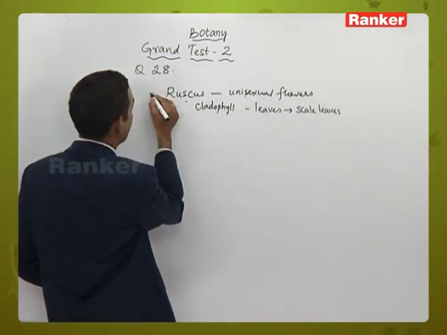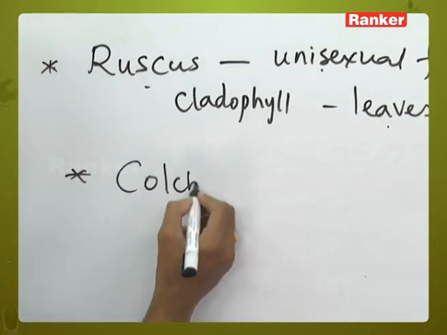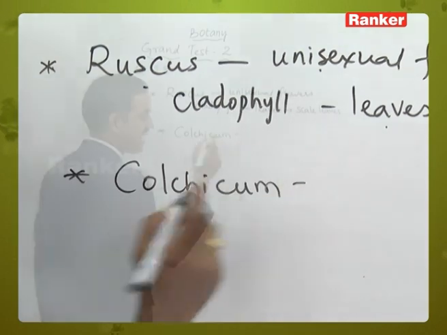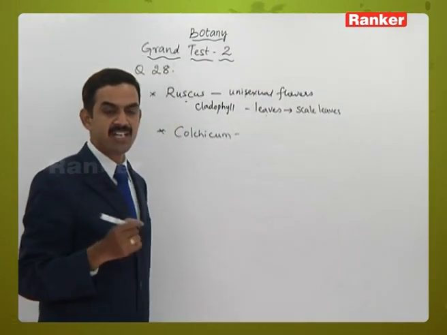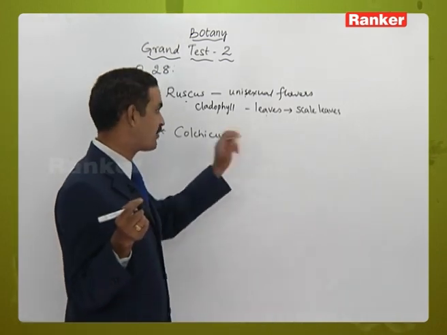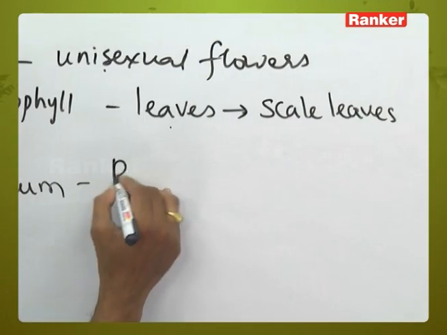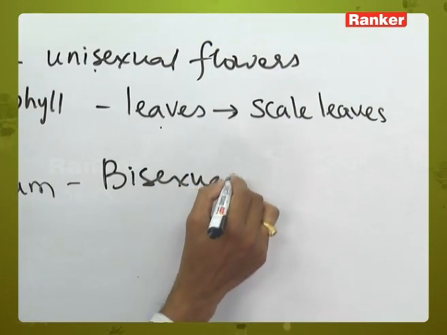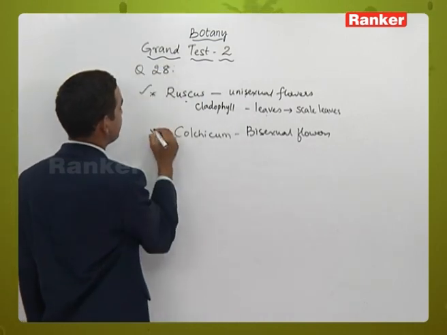Then let us take the second example given there, that is Colchicum. Colchicum belongs to Liliaceae, right? It is a plant in which leaves are modified into scale leaves, that is correct, but it does not show unisexual flowers. It will show bisexual flowers. So this is not correct.